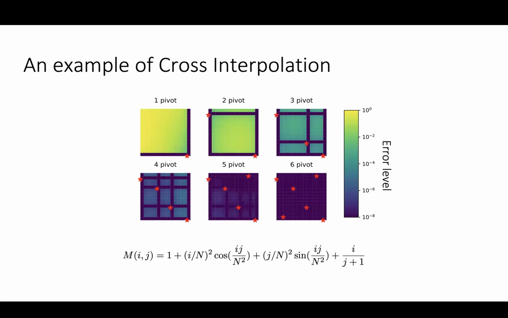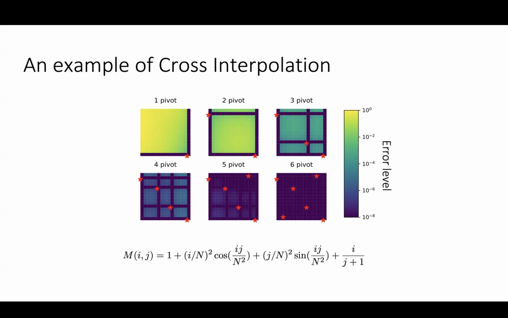Cross interpolation. So this is essentially a drawing I did on the blackboard, but now you see some actual data. So this is the error that you have. The matrix is actually given here. It's an explicit form, so you don't need to actually build the matrix. You just give this function that takes i and j and returns the cosine of this times the cosine of the other plus a fraction. Okay, this one is particularly low rank.